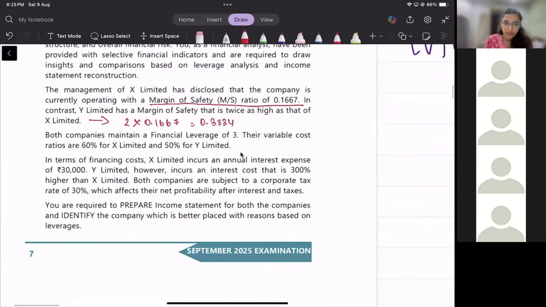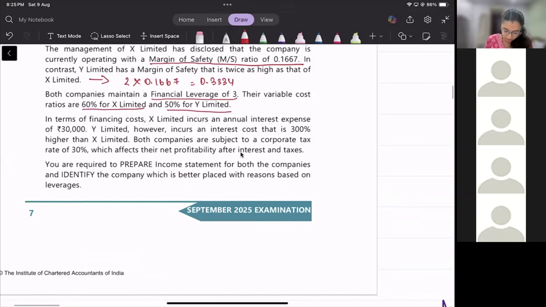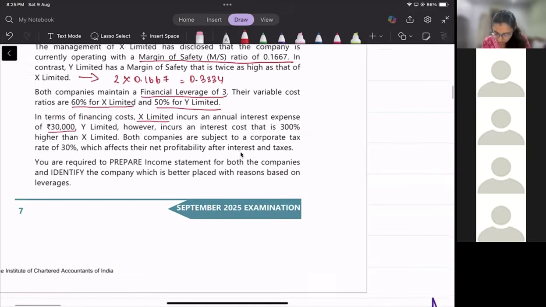Yes. Both companies maintain a financial leverage of 3. Their variable cost ratios are 60% and 50%. In terms of financing cost, X Limited incurs an annual interest expense of 30,000.